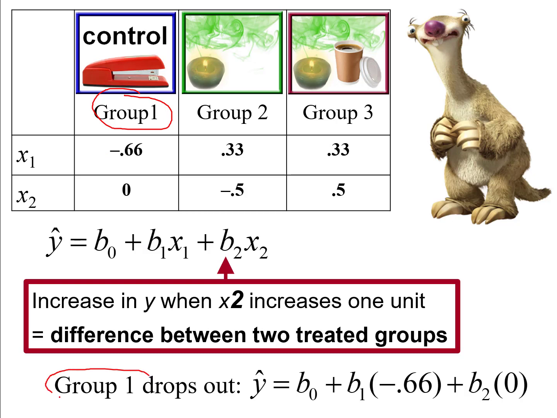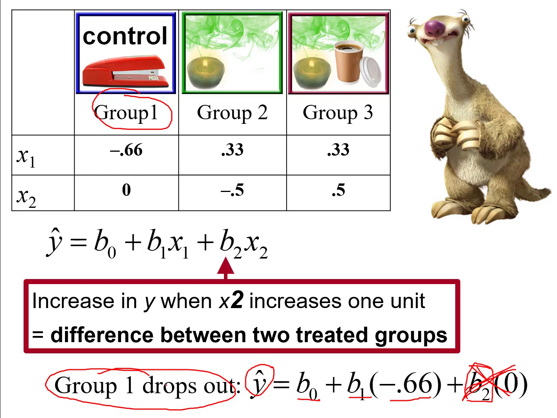Here's our equation down here. If you're in group 1, our regression equation becomes predicted y, so that your predicted happiness is equal to intercept plus slope 1 times negative 0.66 plus slope 2. This is our second beta we're looking at right now. Slope 2 times 0, and slope 2 times 0 will be 0. So for people in group 1, that slope is going to drop out of the equation. That will just become 0, and that drops out.